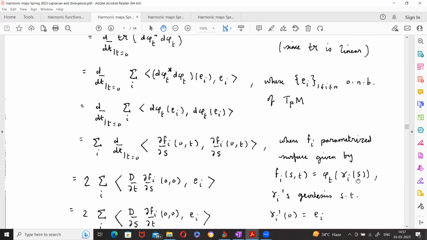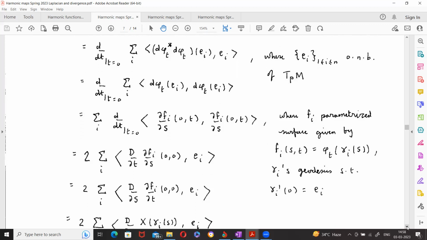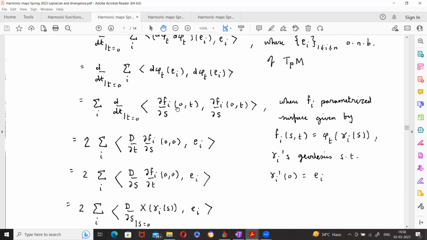All right. So this is a function of two variables taking values in M, right? φ_t of γ_i(s). Now, what happens if I take ∂φ/∂s? That means I'm going to differentiate with respect to s at s equal to 0. That will mean by the chain rule, it is just dφ_t of e_i, right? So this dφ_t of e_i, I can write as ∂φ/∂s at (0,t).